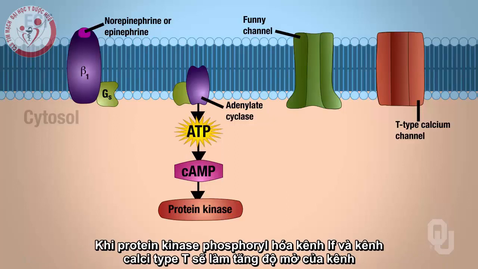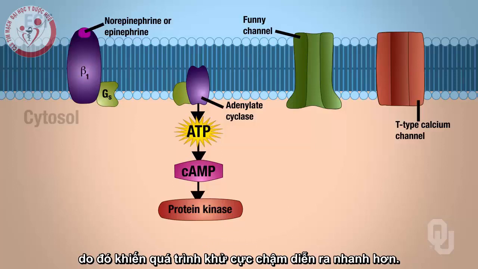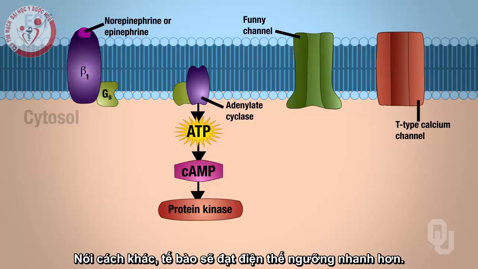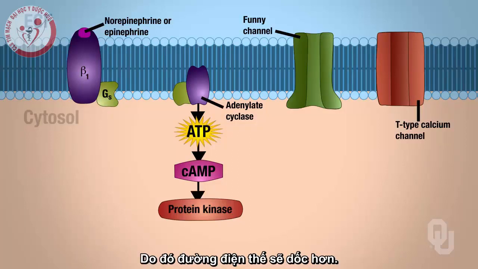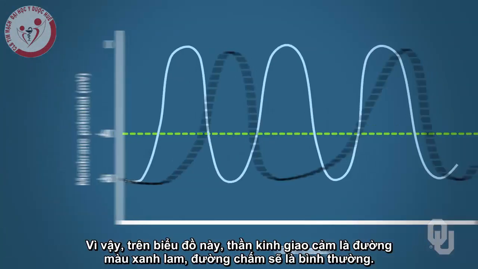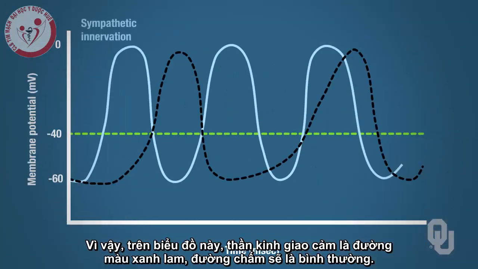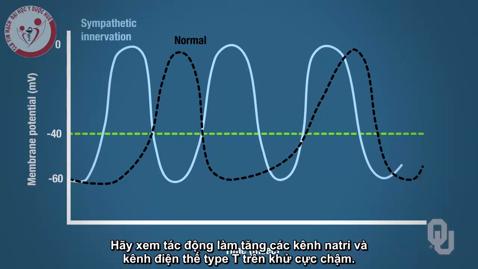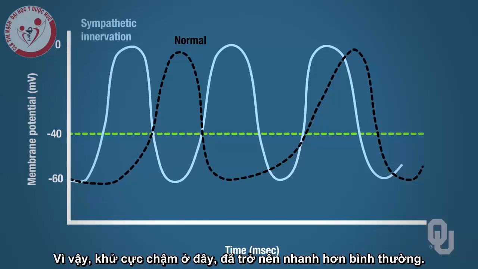When protein kinase phosphorylates the funny channel and the T-type calcium channels, that's going to augment the opening. What this is going to do is cause a faster slow depolarization. In other words, this cell will reach threshold faster, so the slope is going to be much steeper. On this graph, the sympathetic innervation is the blue line. The dotted line would be normal. Look at the effect that augmenting the sodium and the voltage-gated T-type calcium channels is having on slow depolarization. Notice how much faster it is.